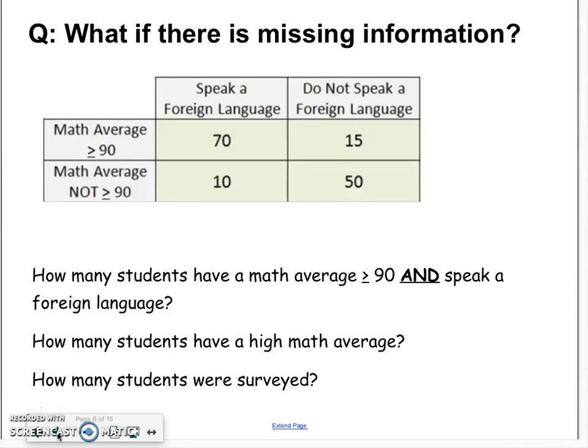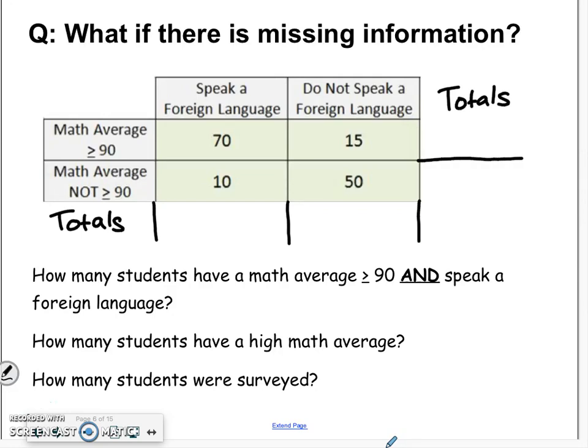All right, what if there's missing information? We should know by now that the missing information here is the totals. It's easy to fill in missing information. If we have the missing totals, all we have to do is add up the columns and rows so that way we can finish filling in our table.